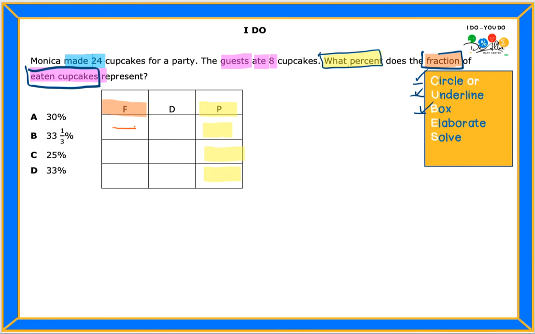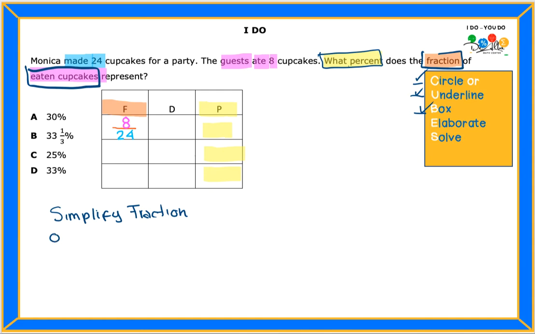And we have a total. What is the total number of cupcakes? It is 24. And now what is the part that they ate? It is 8. Okay, so this is how our fraction is going to look. But fractions can always be simplified. So here on the side I'm going to write: simplify the fraction.